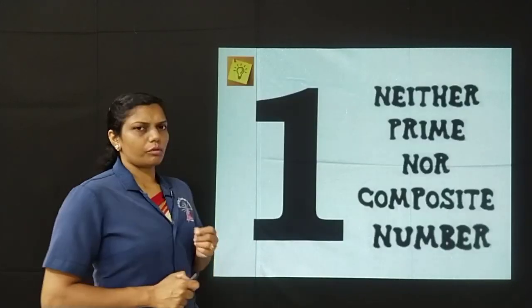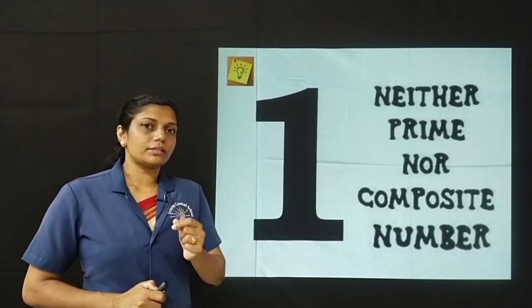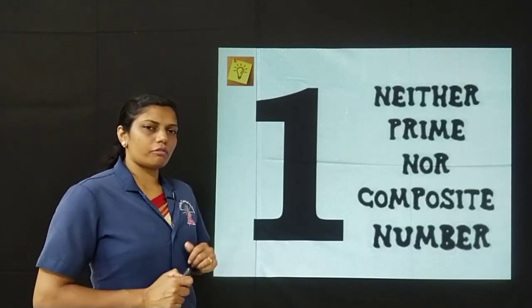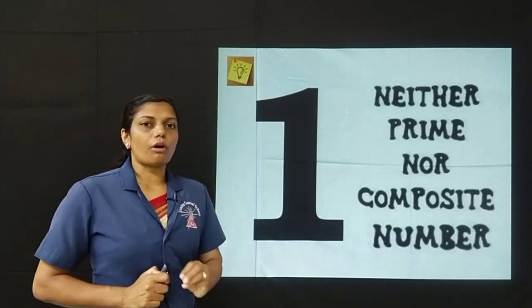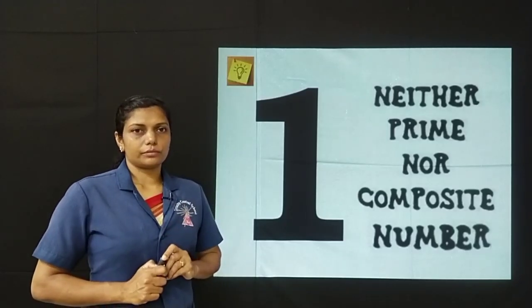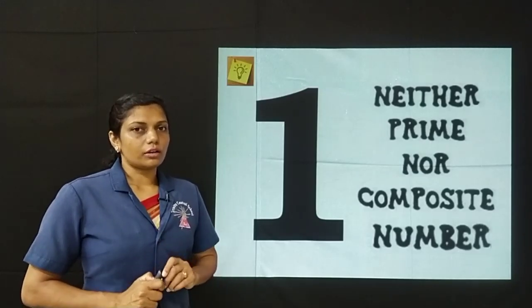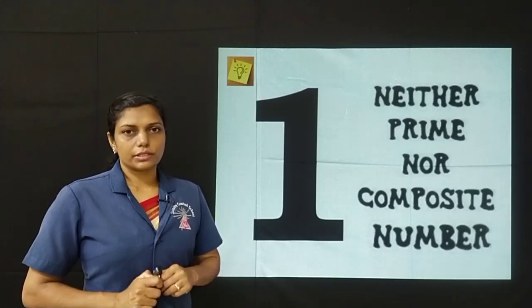What about 1? We know that numbers greater than 1 are prime numbers with two factors. What about 1? 1 is neither prime nor composite number. Okay, 1 is neither prime nor a composite number. It is not a prime number, it is not a composite number.